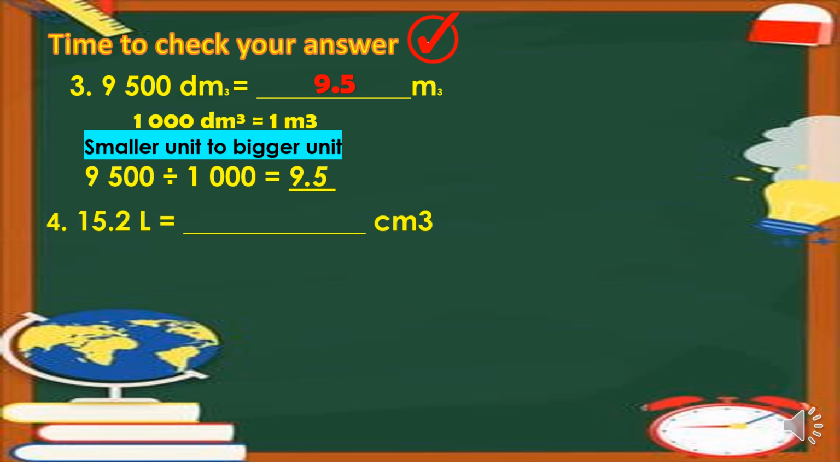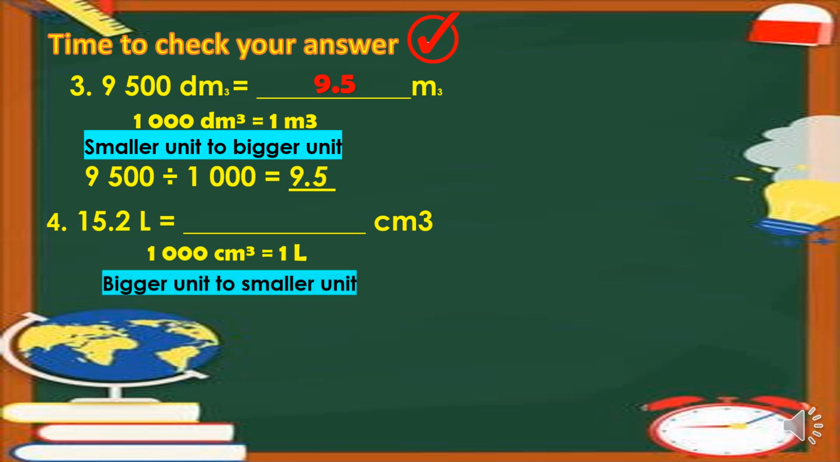And for number 4, 15.2 liters is equivalent to how many cubic centimeter? So for every 1,000 cubic centimeter, that is equivalent to 1 liter. So bigger unit to smaller unit. So we have to multiply 15.2 times 1,000. The answer is 15,200. So 15.2 liters is equivalent to 15,200 cubic centimeter.